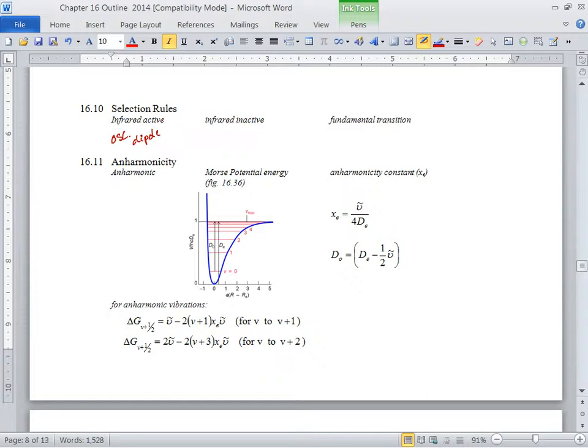Yeah, exactly. Okay. Fundamental transition is probably from V equals what to V equals what, Jeffrey? V equals 0 to V equals 1. Exactly. From the ground state to the first excited state is the fundamental transition.